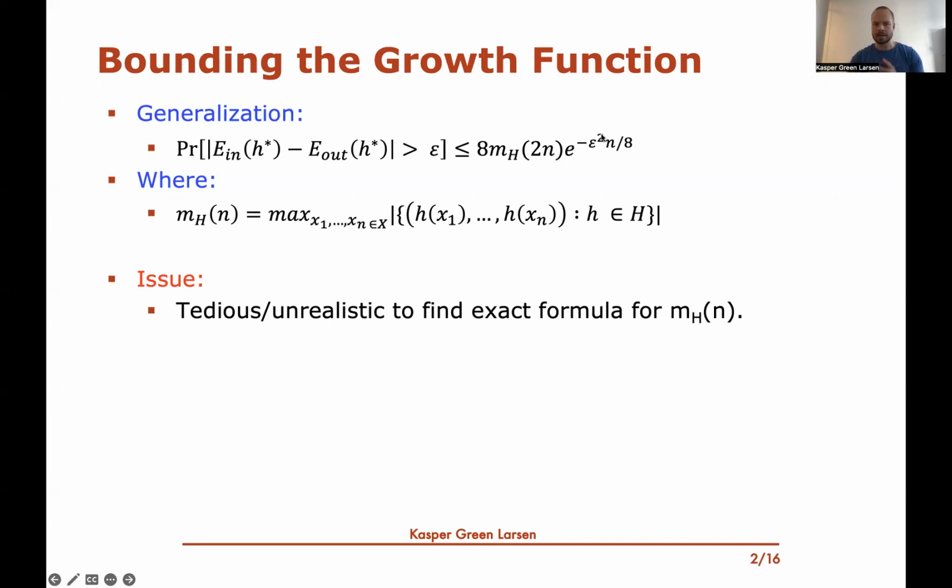In particular, it goes down exponentially fast with n, and then you multiply in front of it with this growth function evaluated at 2n points. Okay. Now, we also saw a couple of examples of different hypothesis sets in the last video where we bounded the growth function and got an exact formula.